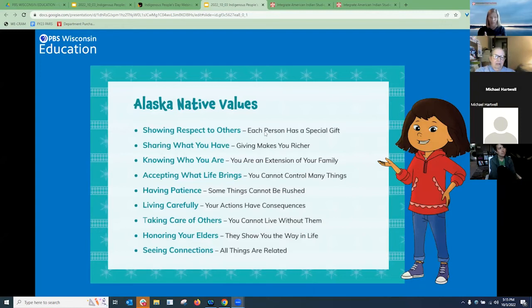provides and the apps. For example, there's a game about salmon fishing, and children have the opportunity to pretend to salmon fish with Molly and her dad. And when she catches too many, she puts them back and references the Alaska Native value of taking care of others and accepting what life brings and sharing what you have, and saying essentially, this is too many, we don't need all of these, and putting them back into the sea. And so just another beautiful example of how rich the show is and how deeply they use the Alaska Native values to guide each resource in its development.